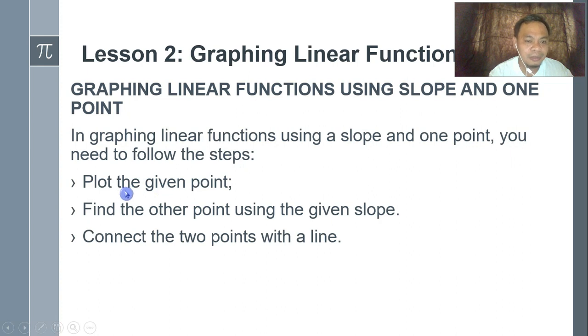First, plot the given point. Diba, given yung isang point. So, plot natin. Then, find the other point using the given slope. Meron kasing slope na given kasi slope and 1 point. So, hahanapin natin yung isang point using that given slope. Then, connect the 2 points with a line.